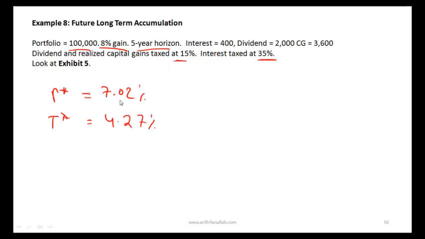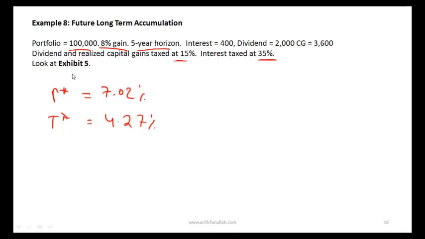What I want you to make sure on this example is that the numbers which are given for R star and T star, you can calculate these using the formulas that we've just talked about. R star is the annual after-tax return, and T star is the effective capital gains tax rate. Make sure that you can actually get these answers. It's very straightforward.